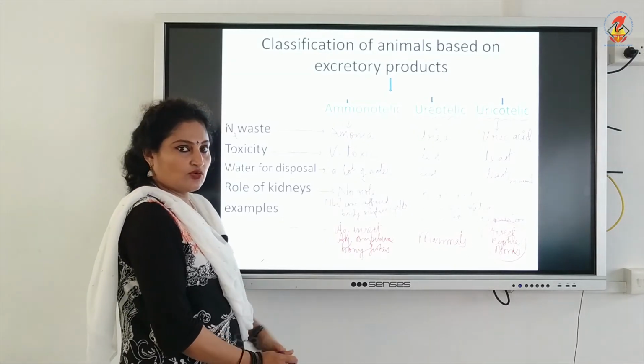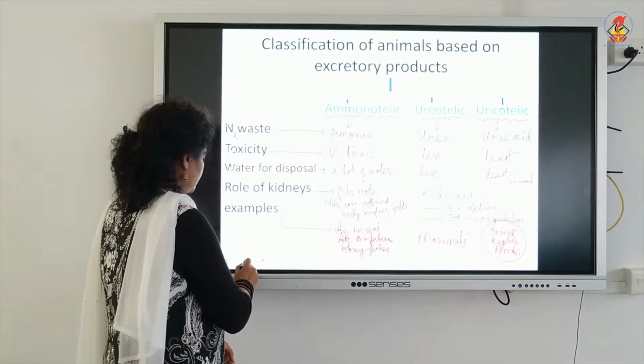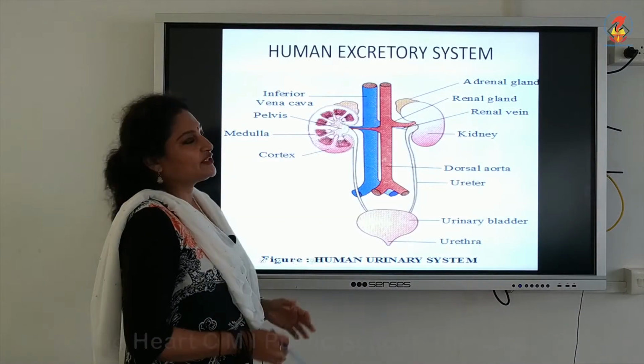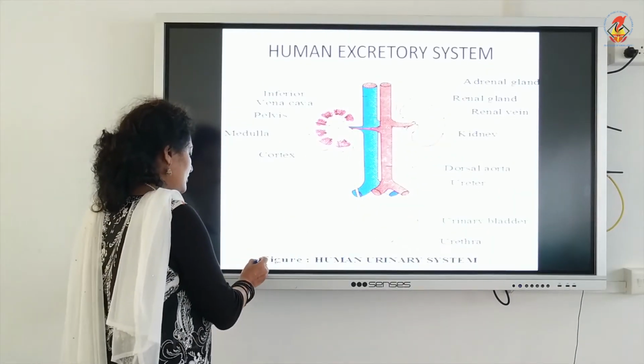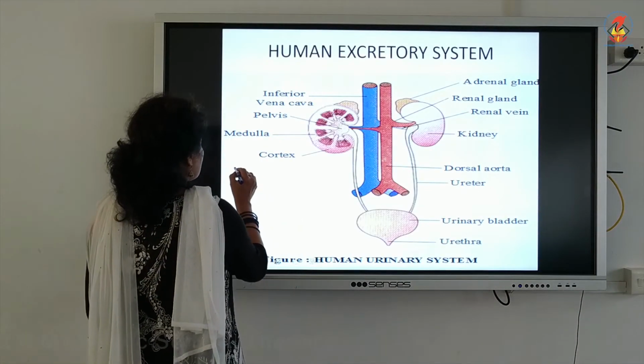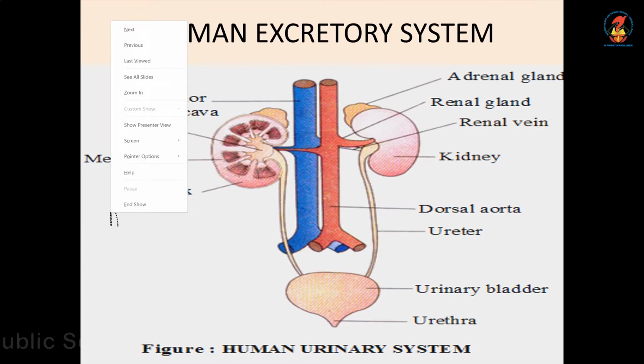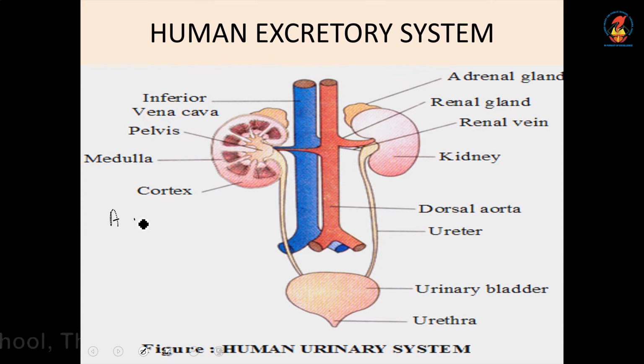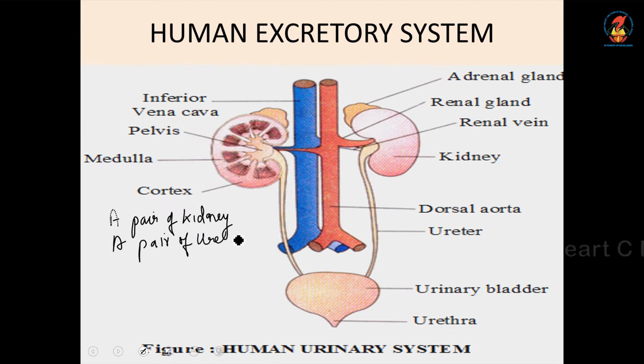Moving on to the next slide, I hope you have understood this template. Next, I am going to deal with the human excretory system. We have learnt in lower class that it comprises a pair of kidneys, a pair of ureters, a single urinary bladder, and a urethra.